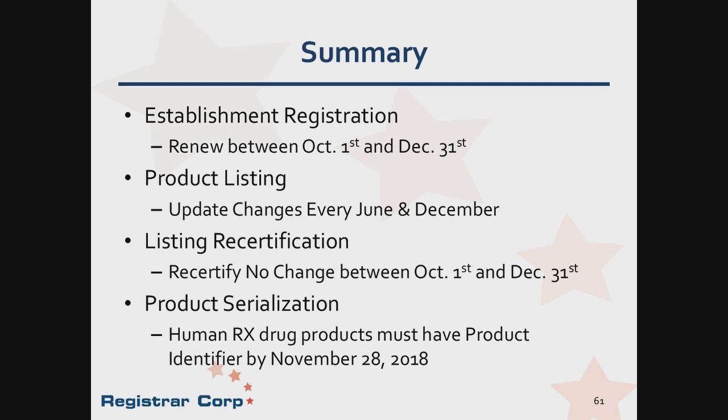Today we discussed what is a drug establishment registration, who is required to register and when to update the registration. We also went into detail on what is a product listing, what drug products must be listed, and what changes require a listing update. We discussed the new requirement from last re-registration period to certify no changes for product listings. We have also gone over the requirement that is due this upcoming November to add a product identifier to prescription human drug products.